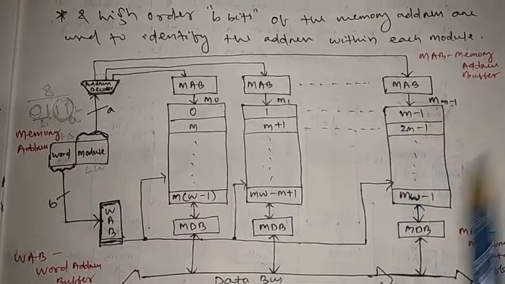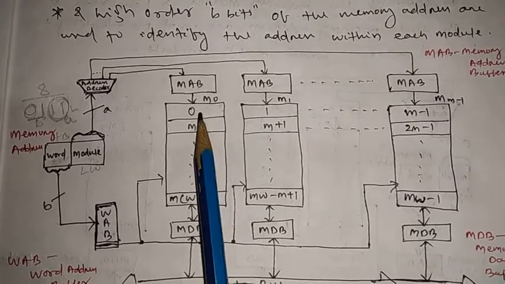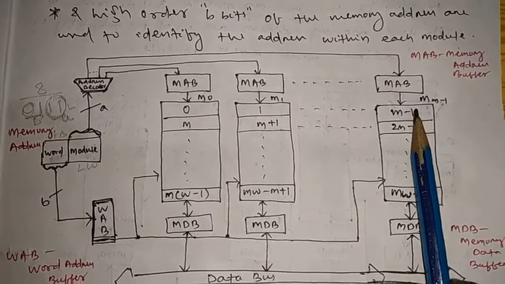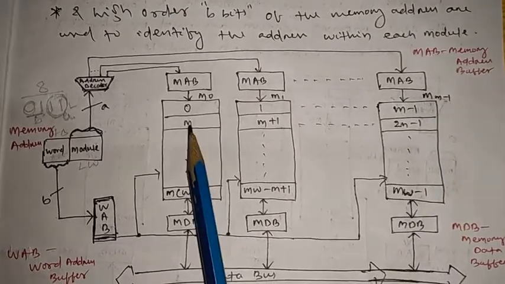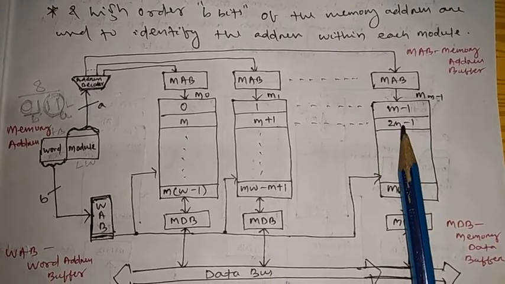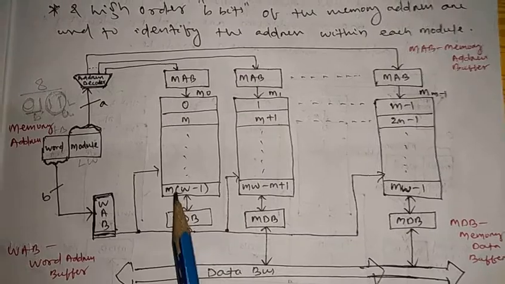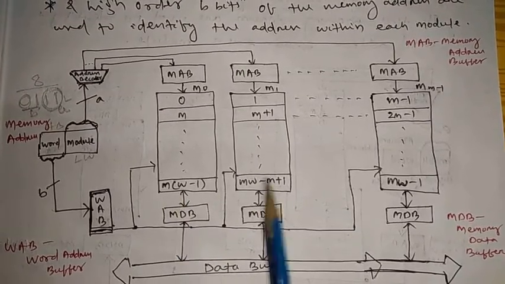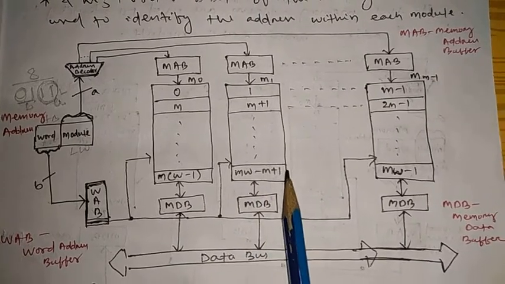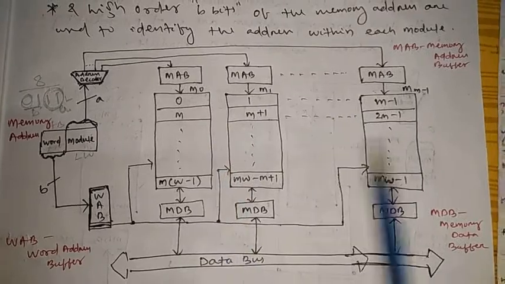Similarly, this is the arrangement. And words are stored in which manner? In a horizontal manner. First the 0th word, second word, third word, fourth word, like this. Then starting from M, then M plus 1, M plus 2, like this up to 2M minus 1. Similarly, in the last row, M into W minus 1, then the next word will add 1 here, so MW minus M plus 1. Similarly the MW minus 1 word will be there. So data are stored in a horizontal manner.